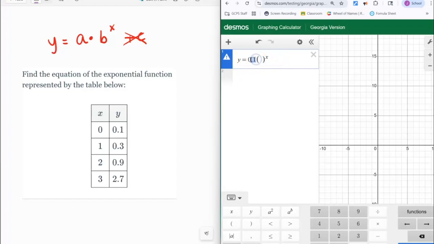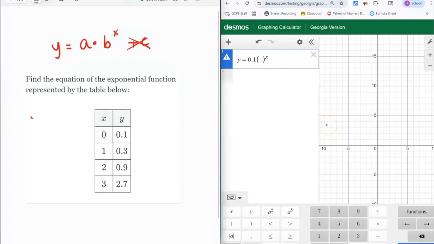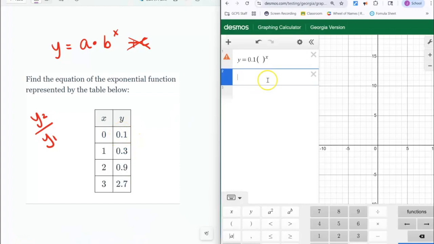So once I have my y-intercept, I just need my final piece, how is it growing? How do I determine how it's growing? I did not mention this previously, but I'm going to mention it now. You take your second value and you divide it by your first value of your y. So if I look at my second one, it's 0.3, divided by the first one, which is 0.1, which is going to be 3.